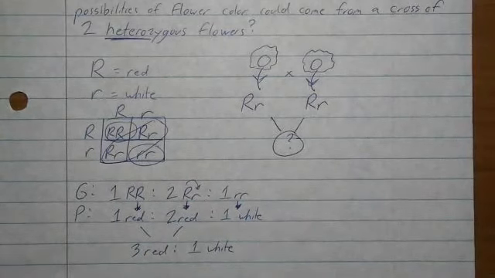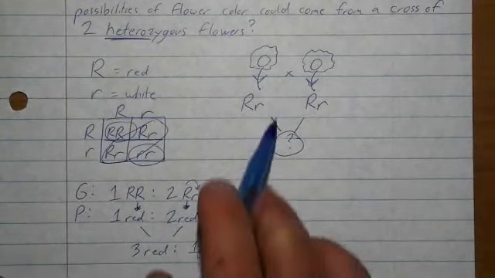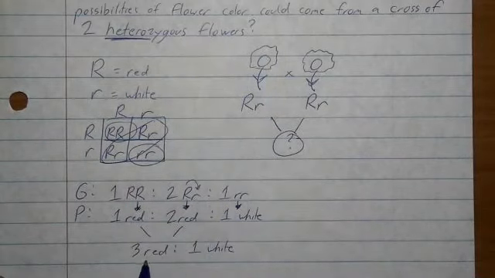Okay. And so this is what are the possibilities for flower color? There's a 3 out of 4 chance for red and a 1 out of 4 chance for white, or 75% and 25%. Okay, so that is what we did last week. Hopefully that looks familiar to you. So let's jump into how it is going to look different this week.